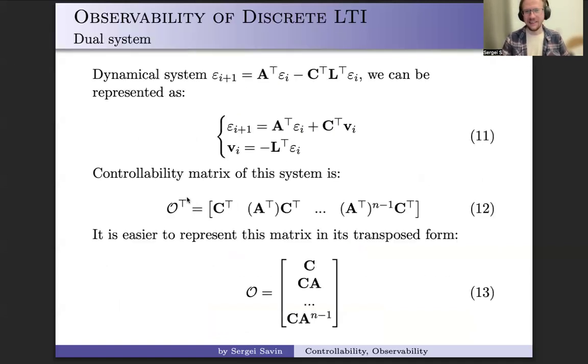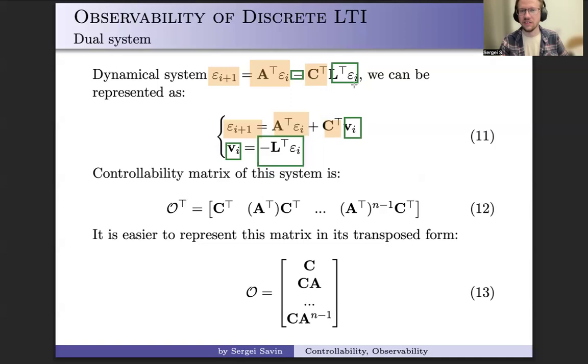Next, when we have this system, now we can just discuss controllability for this system. It can be written in the following form. Next epsilon is equal to current epsilon times A transpose plus, let me be careful with color coding, C transpose times, and here I would note it separately, nu, where nu is equal to minus L transpose E.